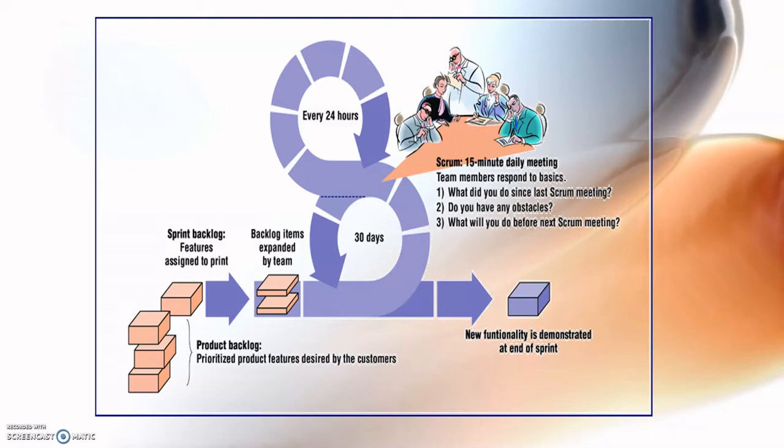For Scrum, there will be a 15-minute daily meeting. Then team members respond to these three questions that are listed there. Then every 24 hours, there will be a meeting. And every 30 days, after every 1 month, there will be a sprint that is released. So let's see what is a backlog and a sprint.